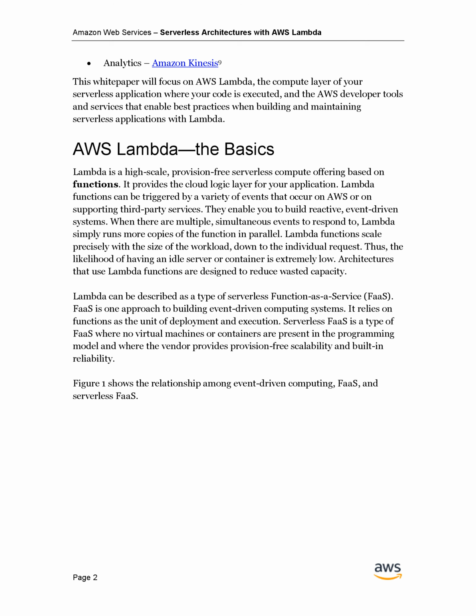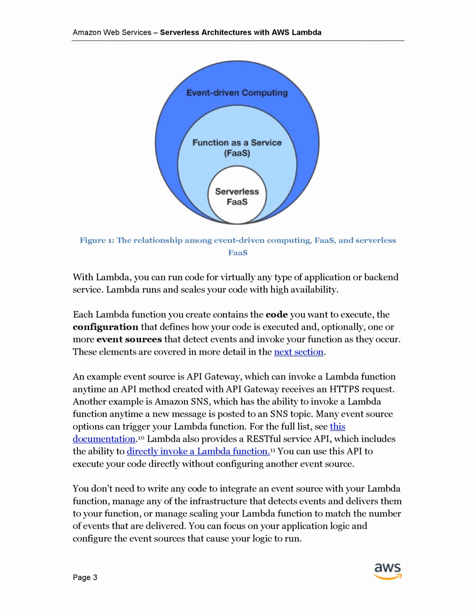Lambda can be described as a type of serverless function as a service, FaaS. FaaS is one approach to building event-driven computing systems. It relies on functions as the unit of deployment and execution. Serverless FaaS is a type of FaaS where no virtual machines or containers are present in the programming model and where the vendor provides provision-free scalability and built-in reliability. Figure 1 shows the relationship among event-driven computing, FaaS, and serverless FaaS. With Lambda, you can run code for virtually any type of application or backend service. Lambda runs and scales your code with high availability.